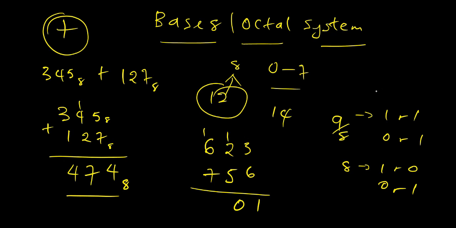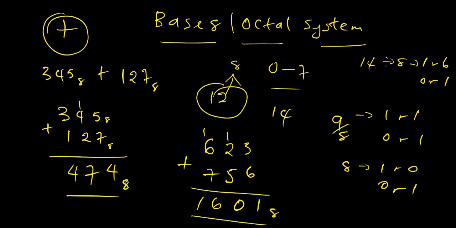So we have 7 plus 7, which is 14. We're going to convert. So we have 14 divided by 8, we have 1 remainder 6, and then we have 0 remainder 1. So we're going to write down 6 and carry 1. So this would be 1601 in base 8. So if you add 623 plus 756 in base 8, we'll have 1601 in base 8.